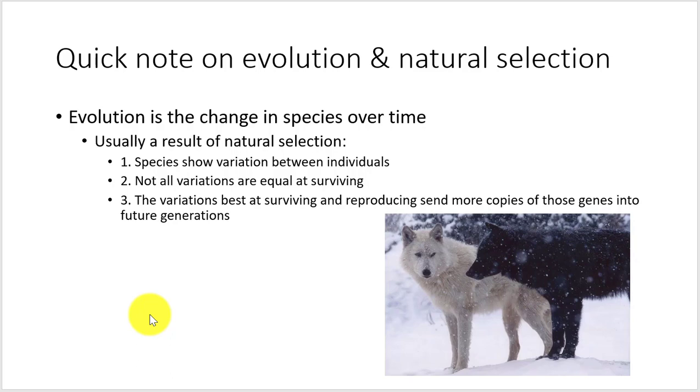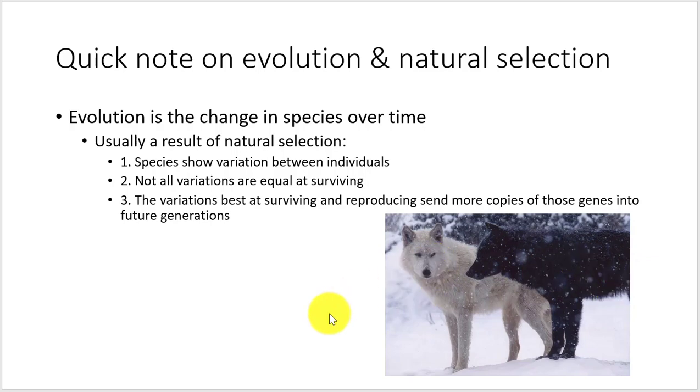The key components to natural selection are these three right here. First and foremost, there must be variation between individuals of a species or of a population, meaning not all individuals of a population are genetically identical. Here we have these two wolves, and there's variation. One has genes that give it a black coat, one has genes that give it a white coat. So there are differences between the individuals.